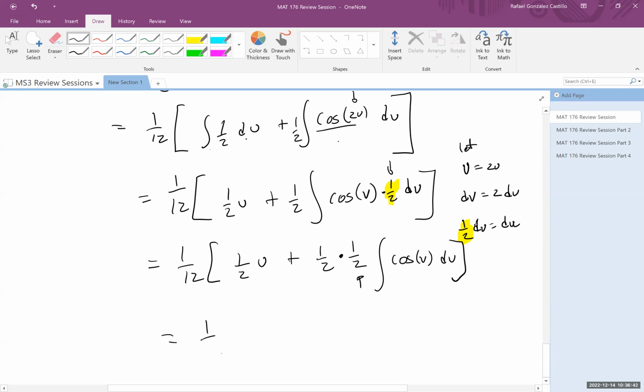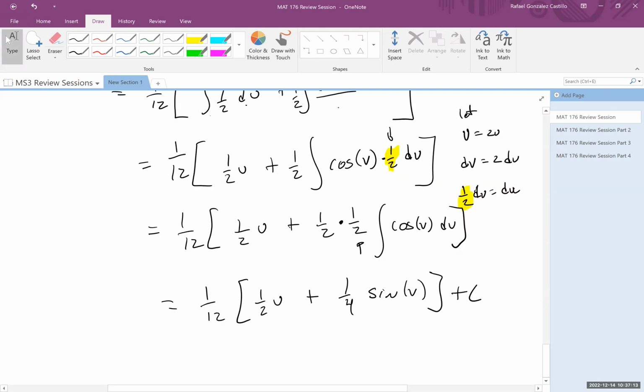So we have 1 over 12 times 1 over 2u plus 1/2 times 1/2 is 1 over 4. And the integral of cosine of v dv is sine of v plus c. I'll throw in the plus c at the end here. Now, remember that this was a definite integral from the beginning. So that plus c is actually going to go away, because we have the limits of integration.